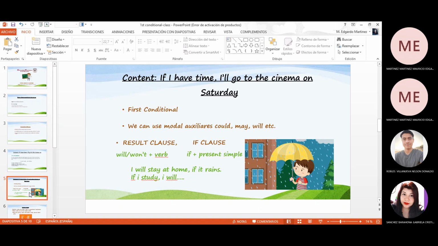Okay, that's the first conditional, but we can also use modal verbs such as could, may, must, and should. In the result clause, as I said before, we use will, or we can use a modal verb, and we can also add an adverb. The if clause takes the present simple. As you can see, I'll stay at home if it rains.